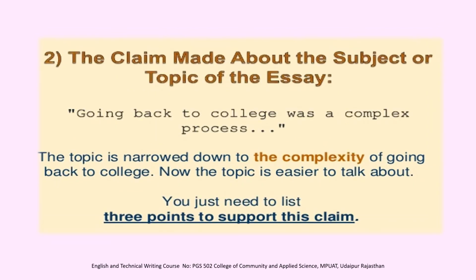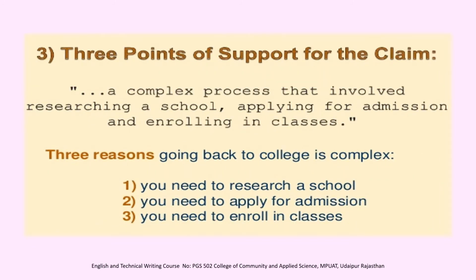Then second will be the claim made about the subject or topic of the essay. Like going back to college was a complex process. The topic is narrowed down to the complexity of going back to college. Now the topic is easier to talk about. You just need to list 3 points to support this claim. So, the 3 points to support the claim, for example, a complex process that involved researching a school, applying for admission, and enrolling in classes.